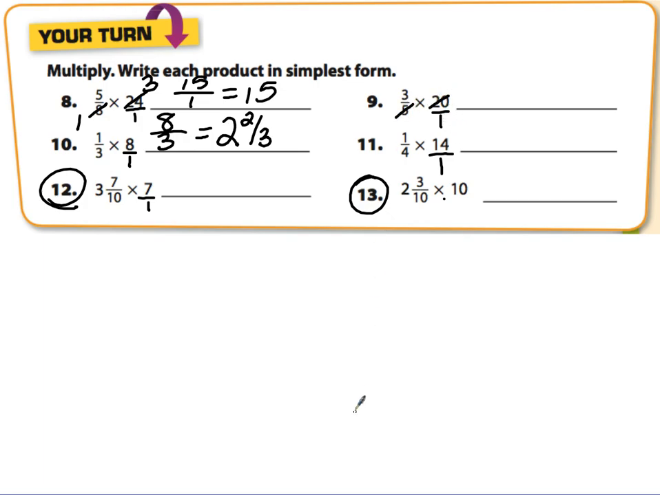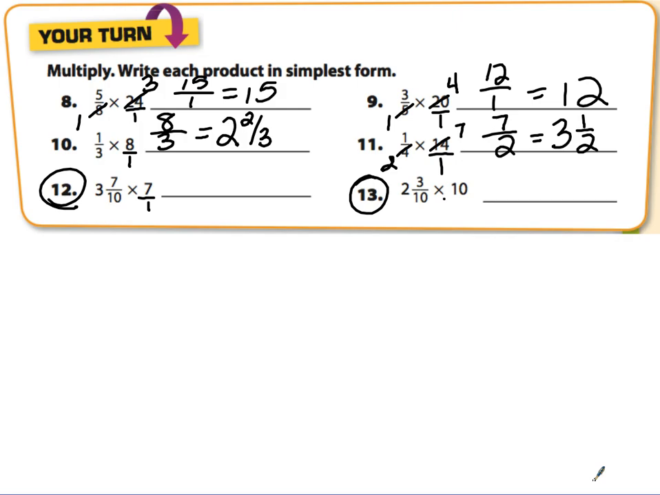Here, 20 and 5 are both divisible by 5, so I got 1 and 4. And then I get 12 over 1, so my answer is 12. 14 and 4 are both divisible by 2, so I get 7 and 2. So this is 7 times 1 is 7 over 2. 2 goes into 7 3 times with 1 left over, so my answer would be 3 1/2.